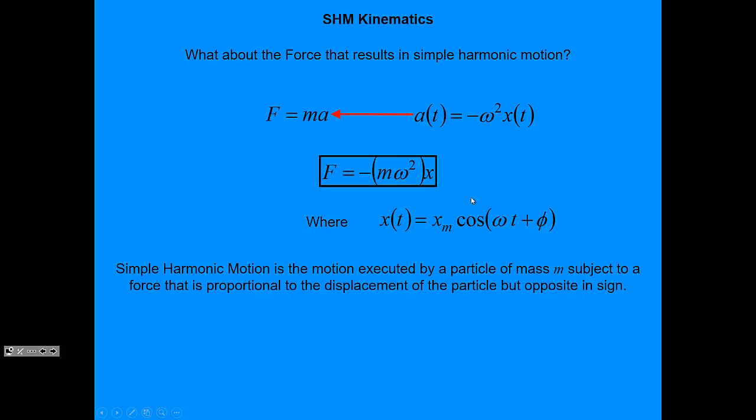You might remember, graphically, the position function and the force function looked very similar, except the force function was flipped over. It was inverted. When the position was a positive max, the force was a negative max. When the position was zero, so was the force. Zero position means zero acceleration, means zero force. So all these things work together.